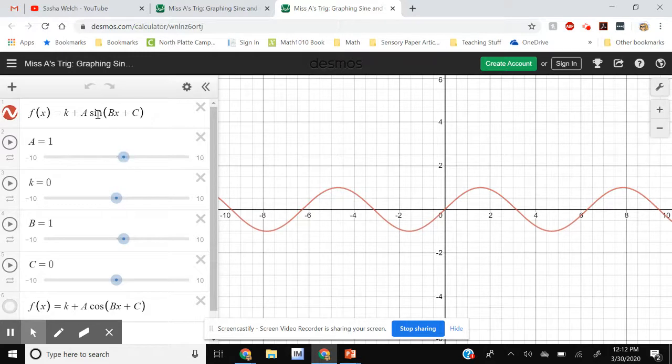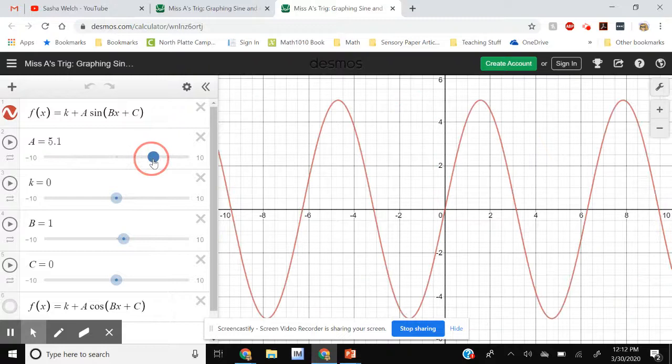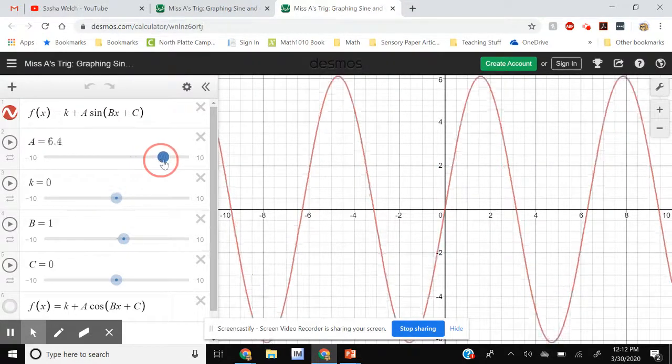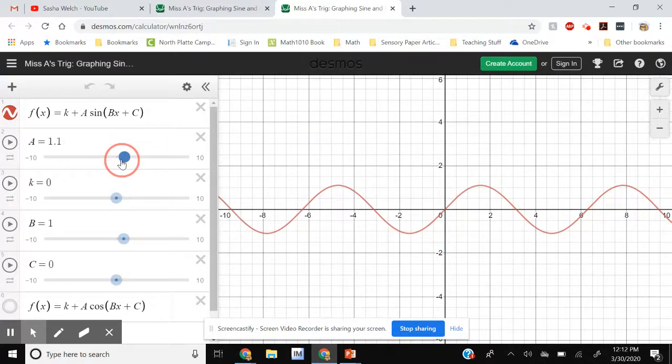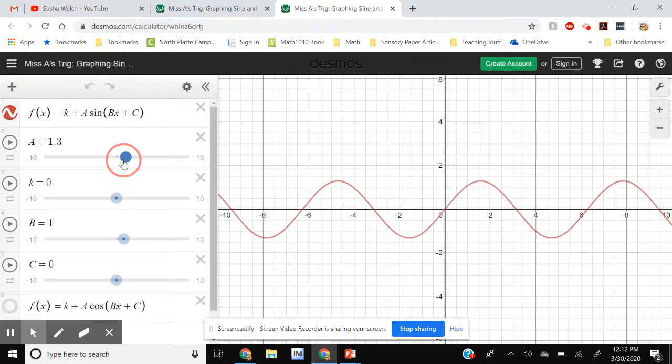So my a value out in front stretches it up or down. Just depends on how big we make it. But it makes it bigger or smaller if it's less than 1. Like if I make it 0.5 or 0.4, it makes it real small. So we'll set that back to 1 where it was.